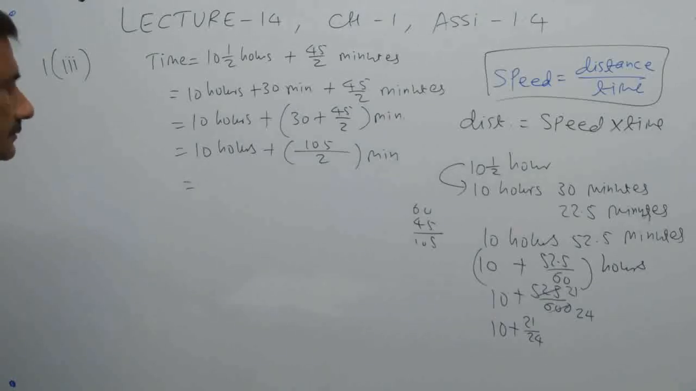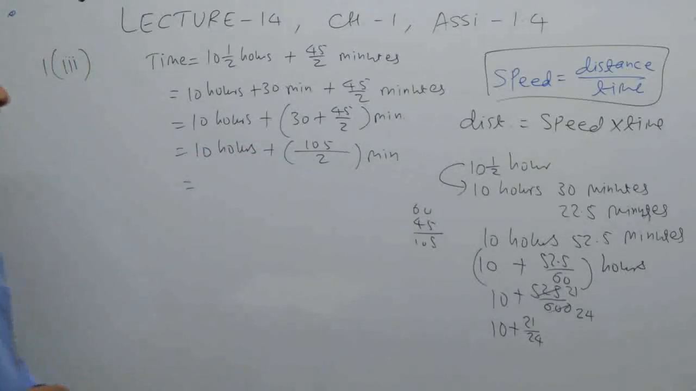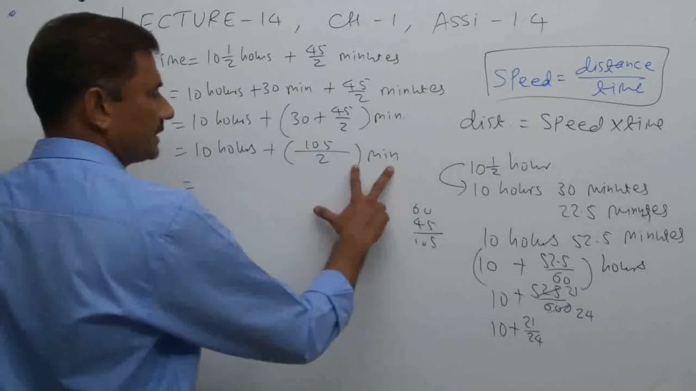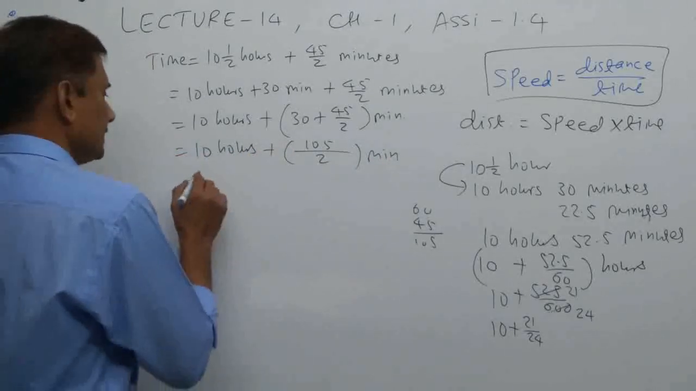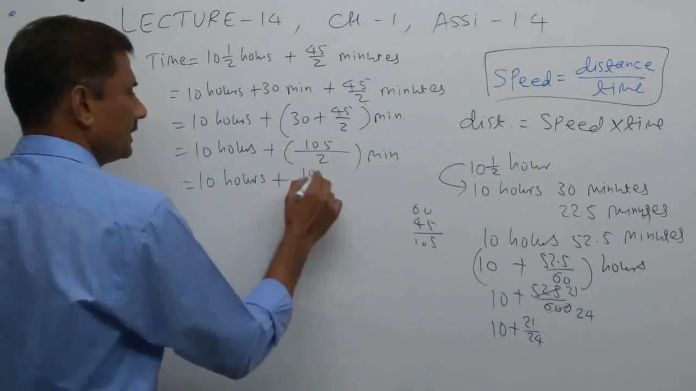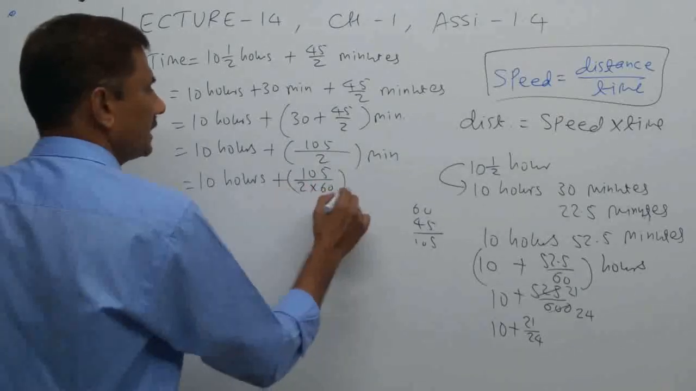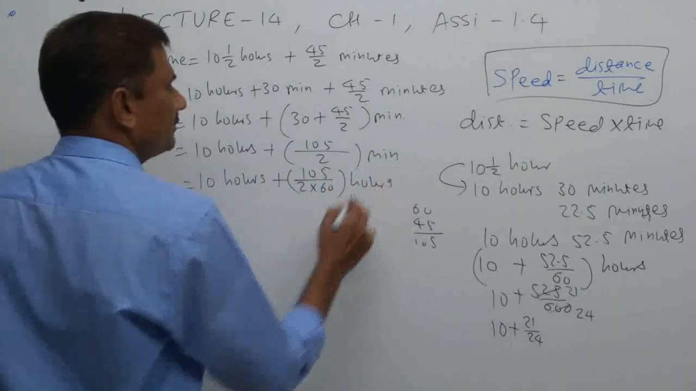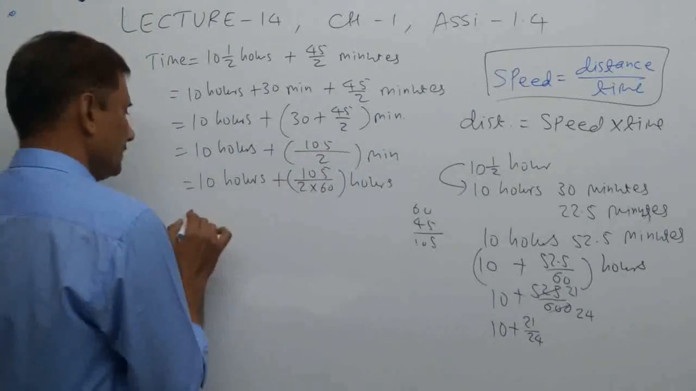Now you just add this one into that. But it is minutes only. Now we have to give the total answer in hours. So I divide 105 upon 2 into 60. It will be hours. Why? Because I divided by 60, that's why. Okay, now it's very simple.